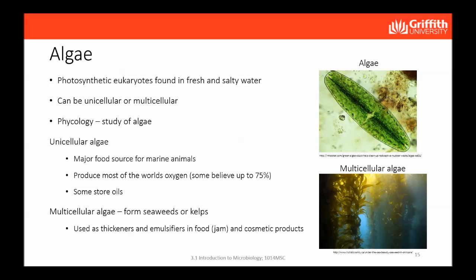Agar or agarose is a gelatinous compound produced by multicellular algae. It is widely used as a thickener and emulsifier in food products such as jams and in cosmetic products. Production of agar is very important for microbiology, and it often acts as a growth medium to culture bacteria.